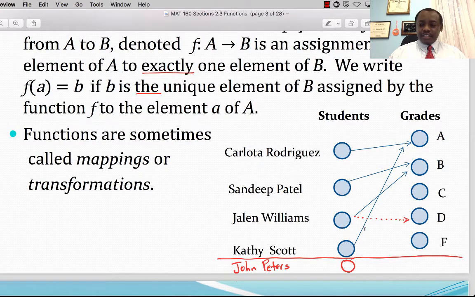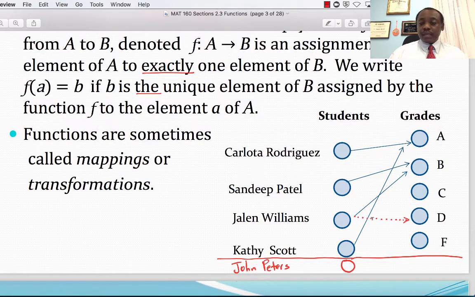Right here, this set constitutes what is known as our domain, and over here this set constitutes what is known as our codomain. But A and B would be our range. So the range is going to be a subset of the codomain, and we would explain that later as we move on with our lecture. Now, I've added this red right here. Under Williams, I have an arrow that goes to B and an arrow that goes to D. That makes it not a function, because that means Williams got a B in the class and he also got a D in the class. That's a problem. That wouldn't make it a function.